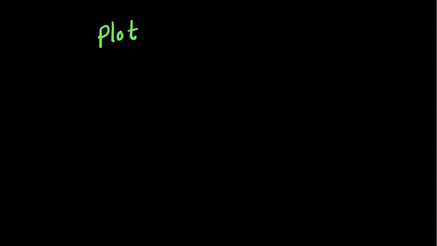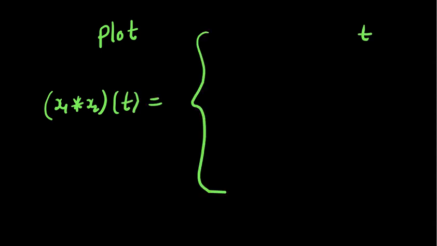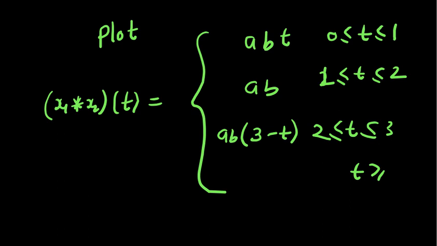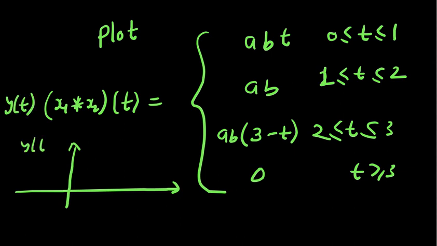first you can write that x1 convolved with x2 evaluated at t. When your t was between 0 to 1, it was AB t. When it was between 1 to 2, it was AB. When your t was between 2 to 3, it was decreasing. Now if you plot this convolved signal, which you represent by y, you will get such a shape. This is 1, this is 2, and this is 3.